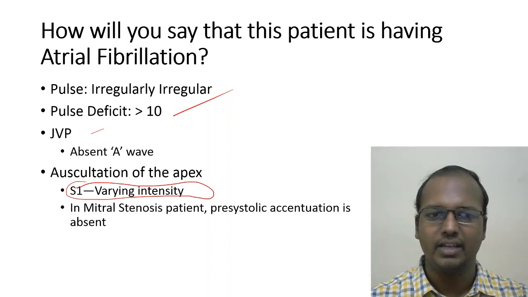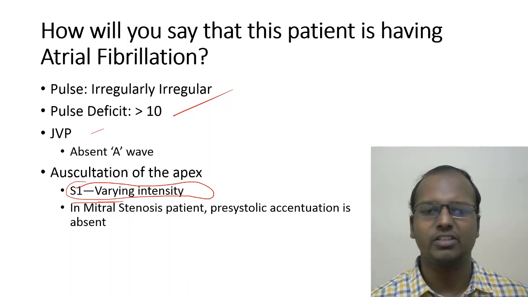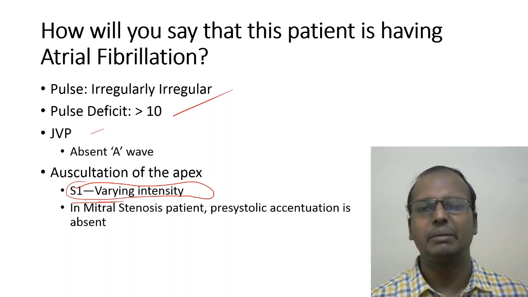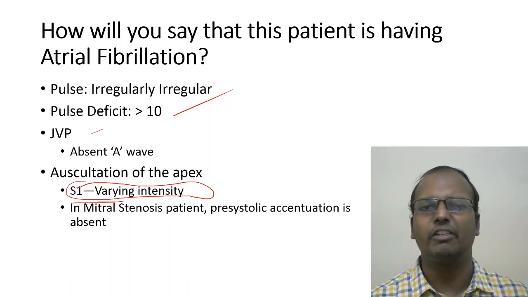Before going to the mitral stenosis patient's S1, in any patient with atrial fibrillation, if you auscultate the heart, the S1 will be of variable intensity. Sometimes there will be a strongly contracting ventricle. Sometimes the ventricle will be contracting, of course, but the amount of blood present in the ventricle will be lesser. Sometimes it will be more. Sometimes it will be a strong contraction, sometimes a weak contraction.